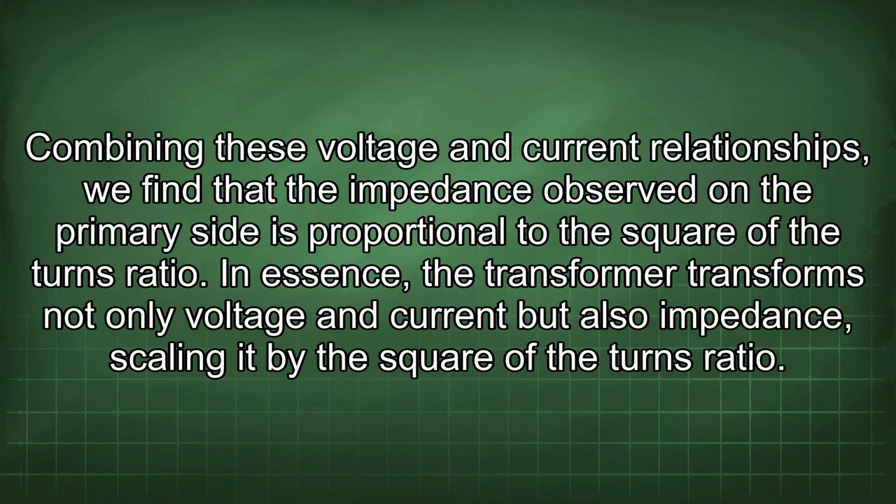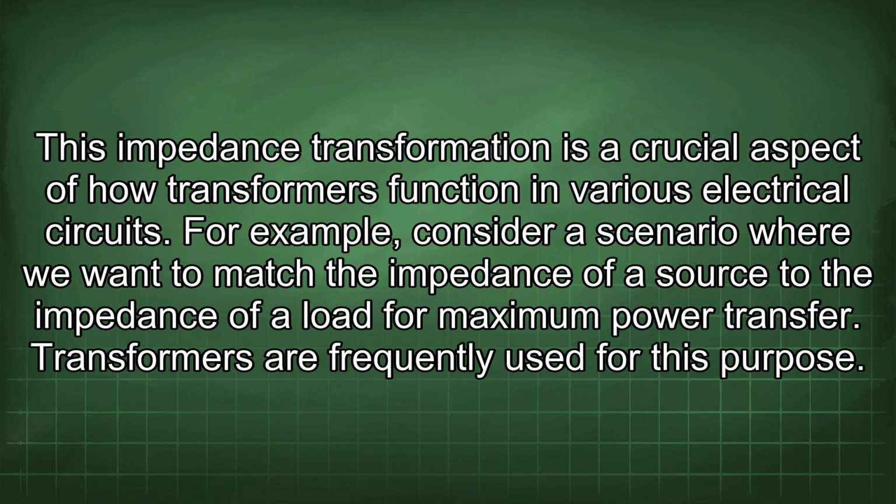Combining these voltage and current relationships, we find that the impedance observed on the primary side is proportional to the square of the turns ratio. In essence, the transformer transforms not only voltage and current but also impedance, scaling it by the square of the turns ratio. This impedance transformation is a crucial aspect of how transformers function in various electrical circuits.